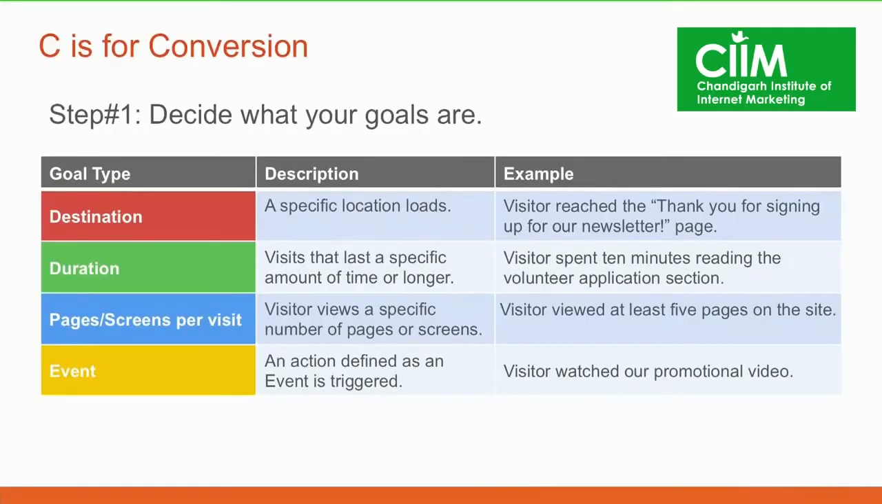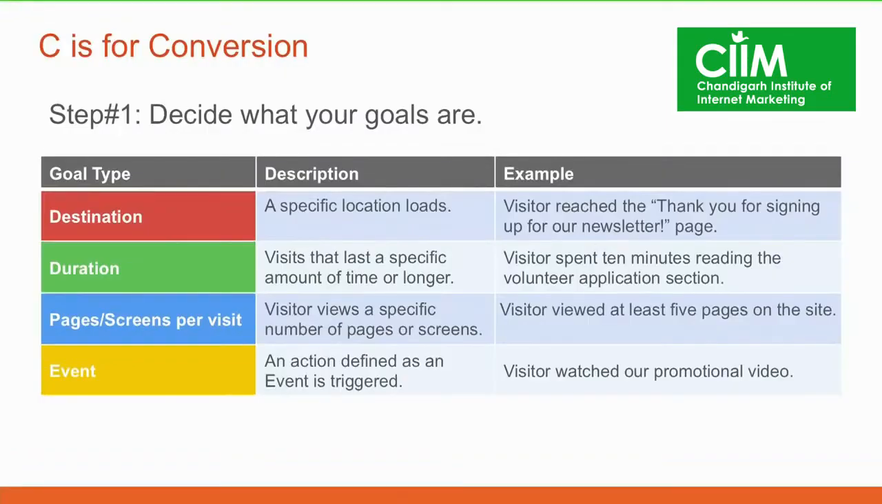The third type of goal that we can track in Google Analytics is the number of pages or screens that a visitor saw on an individual visit. So now we can say, all right, we want to track that they looked at at least 10 pages of our site before they left.